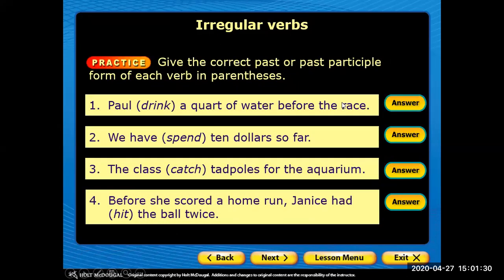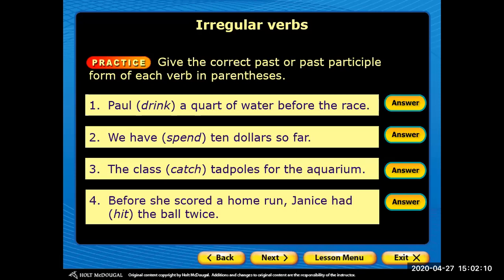Abdullah Al-Ainazi, can you read and answer number 1, please? What are we supposed to do to answer this question? Give the correct past or past participle form of each verb in the parentheses. These are the parentheses. You see, there are parentheses here. So can you read the first example? Paul drink a quart of water before the race. Yes, very good.